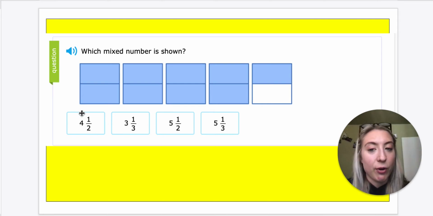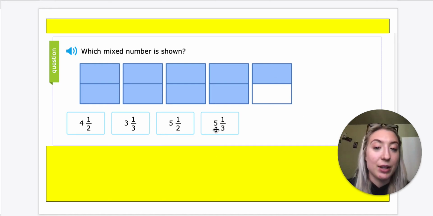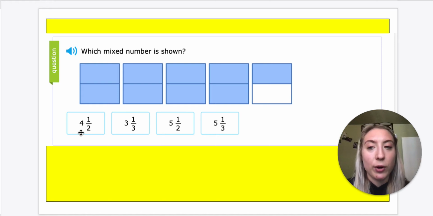And we see a 4 right here. This is a 3, but there's more than 3 wholes. There's not 5 wholes because remember, this one's not all the way filled in. And the same with this one. So we have the 4.